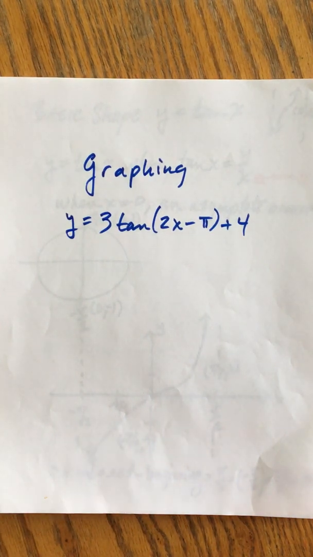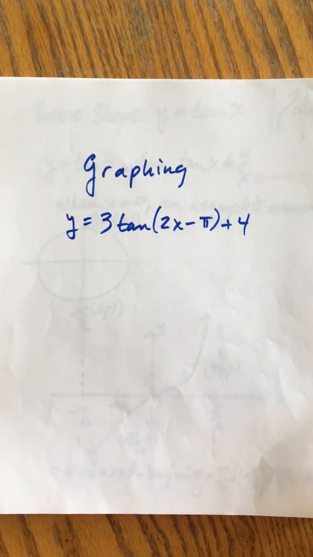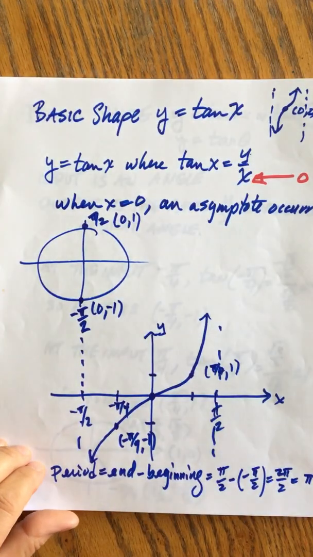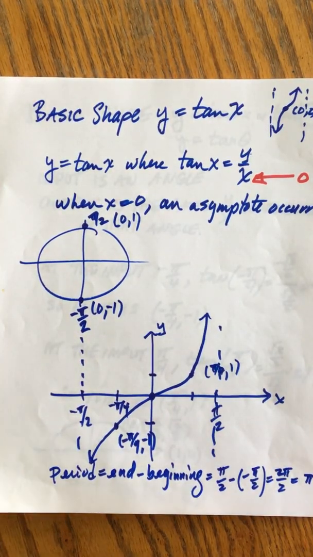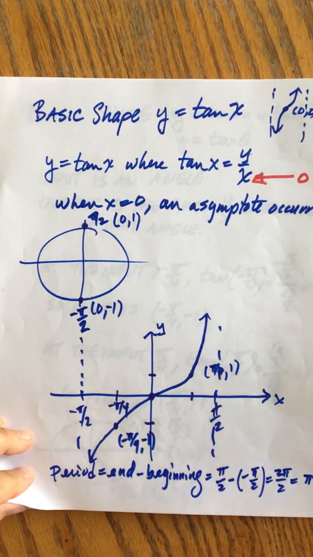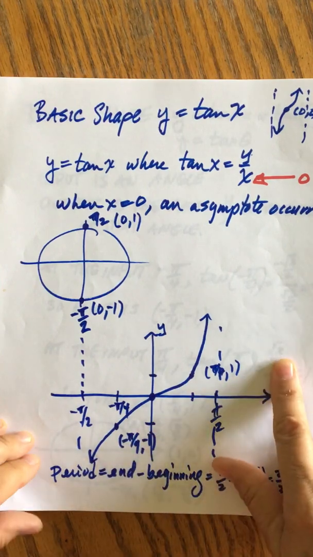Hello, so we're going to look at graphing a more complex tangent now and putting everything together. So I'm going to look at y equals 3 tangent of quantity 2x minus pi, quantity plus 4. Again, I just want to make sure you really know we're always starting from the basic shape. We're trying not to plot a lot of points and still get an accurate view of what this would look like. So again, this is what we have to have in mind, this basic shape with this information.